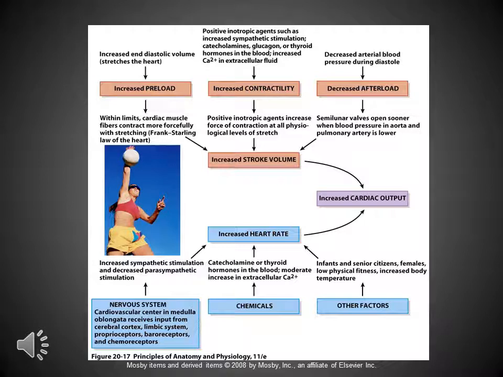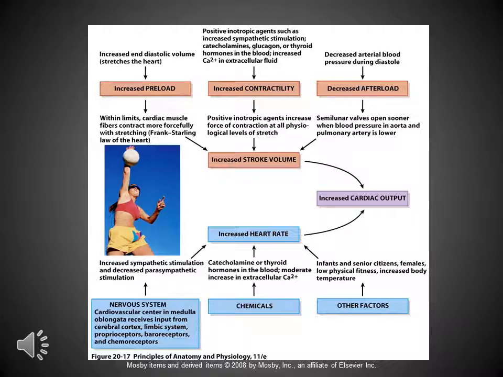Chemicals, the catecholamines, like epinephrine and norepinephrine, the same things that are going to increase contractility are also going to increase the heart rate, and just some other factors. The very young, old, females, bad body fitness, couch potatoes, increased body temperature, you're getting hot. All those are going to often increase heart rate. If you increase stroke volume, if you increase heart rate, either or both of those, you will end up with increased cardiac output.